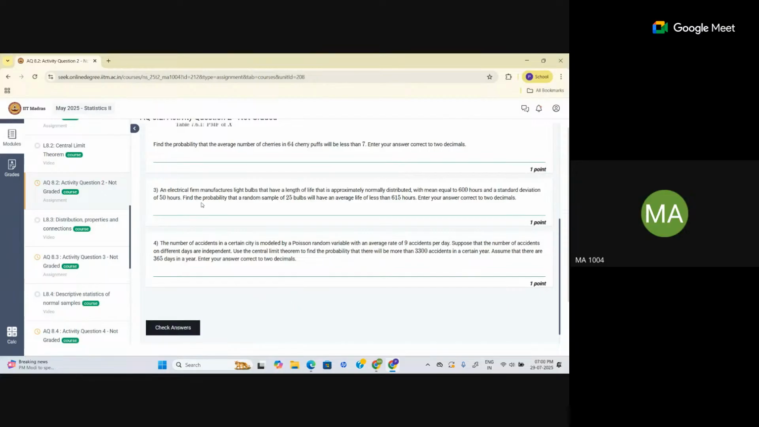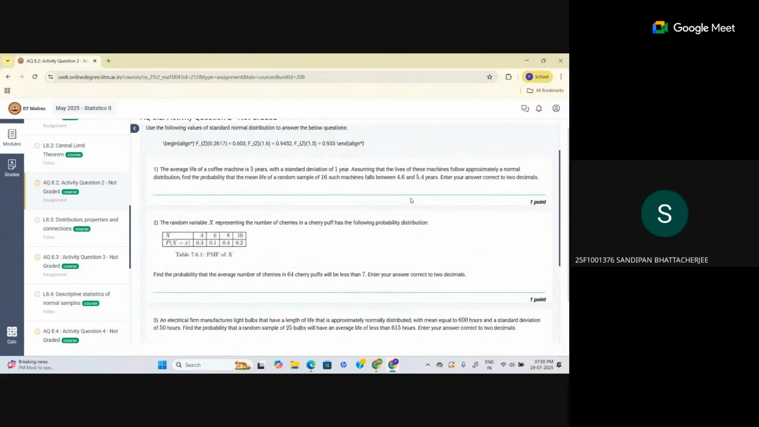So read this question. It is asked, find the probability that a random sample of 25 bulbs will have an average life less than 615 hours. So you have to find the probability that x bar is less than 615. We can standardize here by using x bar minus mu divided by sigma by root n, because n is given.